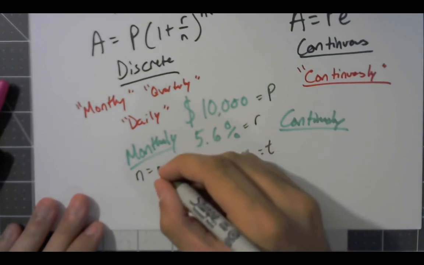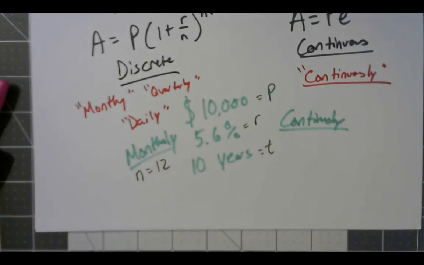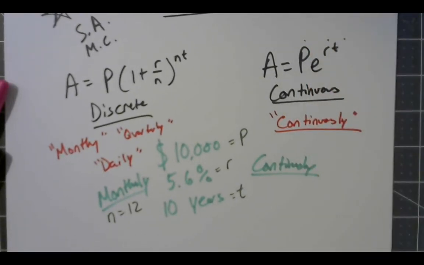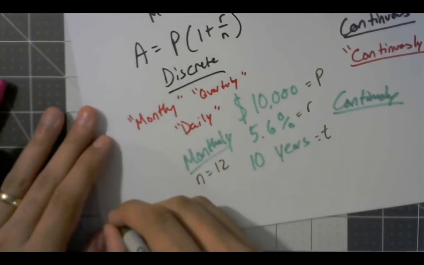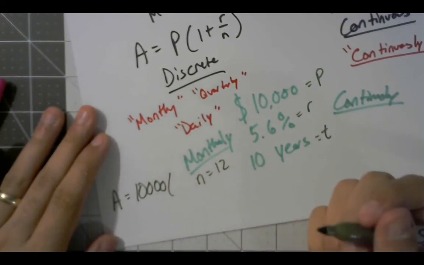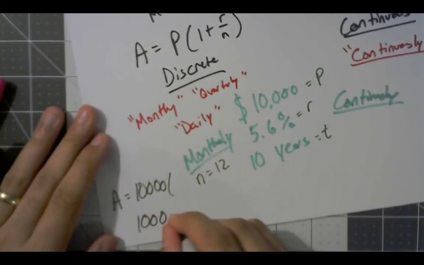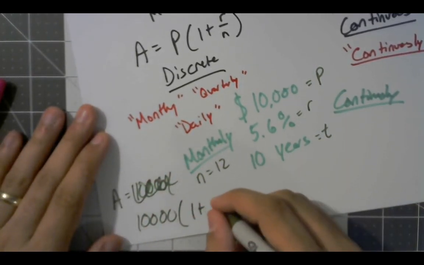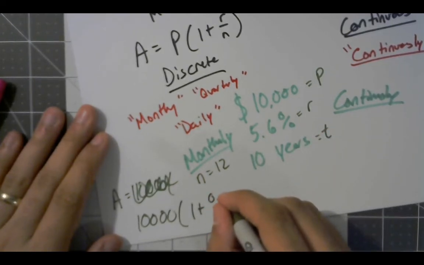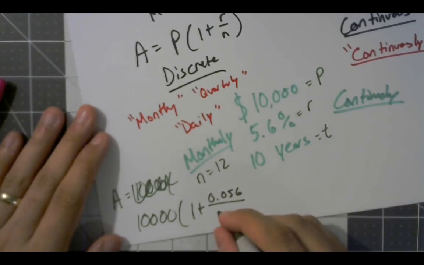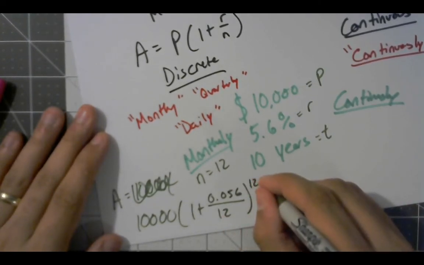Since it's monthly, we have 12 months. It's going to grow 12 times a year. And this one, all I need is P, R, and T. So to set this one up, A equals 10,000, 1 plus. My rate is going to be 0.056 because it's in decimal. Then my N is 12. 12 times 10 exponent.